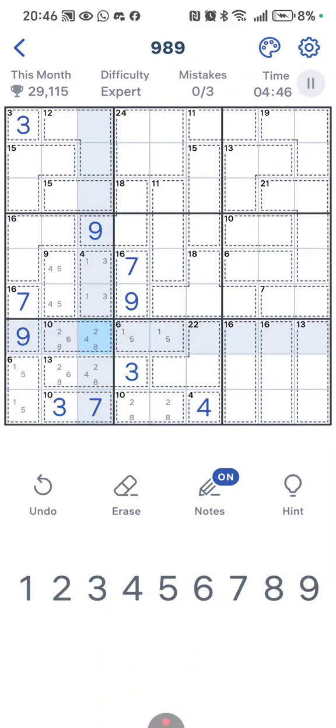Okay, so 9. This is left over, so this has got to be 5. No, 6, 7, and 9. So 9 is there, so this has to be 9. 6 and 7.